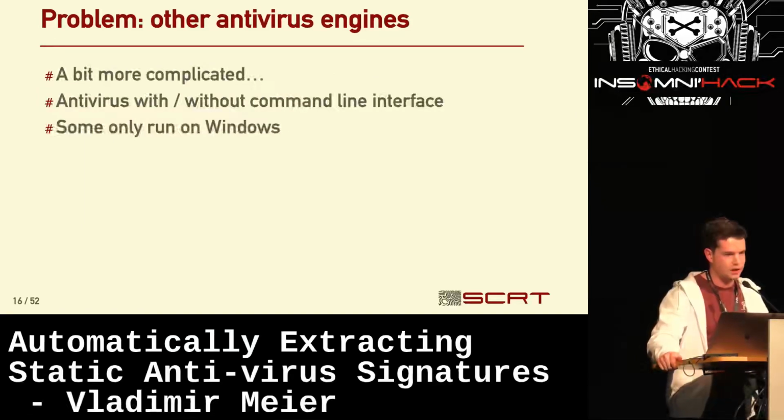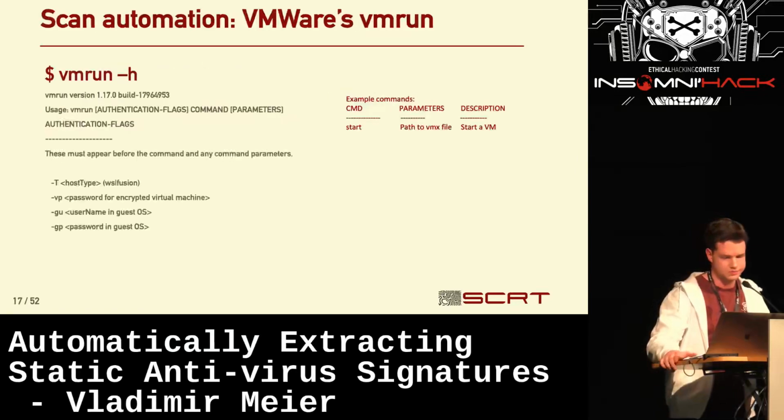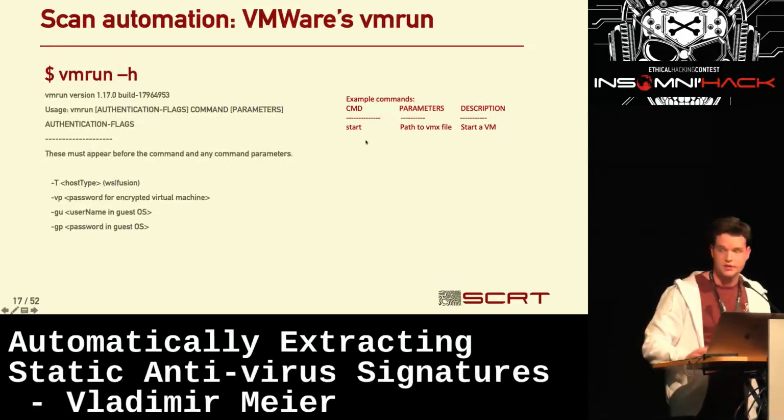The problem arises with other antivirus engines, because sometimes they don't offer a command line interface, and sometimes they only run on Windows. To tackle that issue, I've decided to use VMware's vmrun. This is a tool that ships by default with VMware. On the right, you can see a command that you can run on a virtual machine, provided that you have the VMX file. And on the left, you see the mandatory parameters that you have to provide in order for the command to work. Obviously, that's the password and username of the guest operating system.